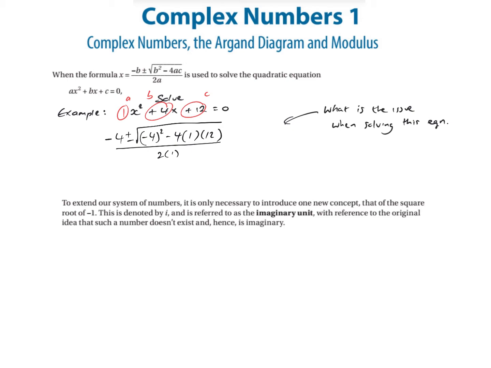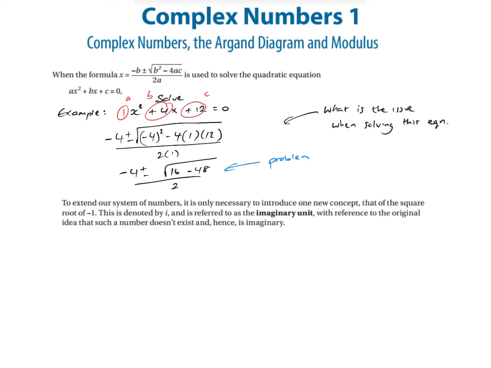Now, the bit I'm interested in, or we're all interested in, is that square root here. So if we work out the rest of it, minus 4 plus or minus the square root of 4 squared, which is equal to 16, and then minus 48, all over 2. Now, this 16 minus 48 is where we have the problem, because we end up with a negative number within a square root. And if you try to put that into your calculator, it doesn't like it and gives you a maths error. So we have a bit of a problem.